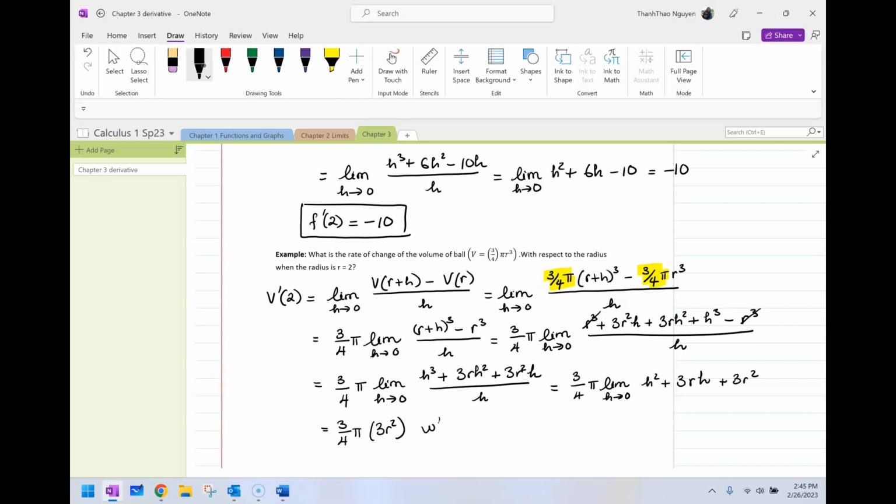Now when r is equal to 2, V prime of 2 is equal to 3 pi over 4 times 3 times 2 squared, and that is 9 pi.